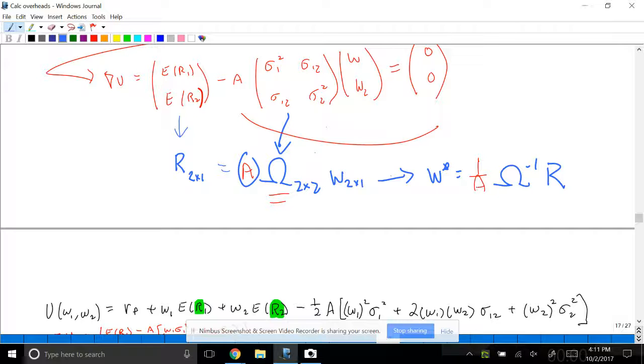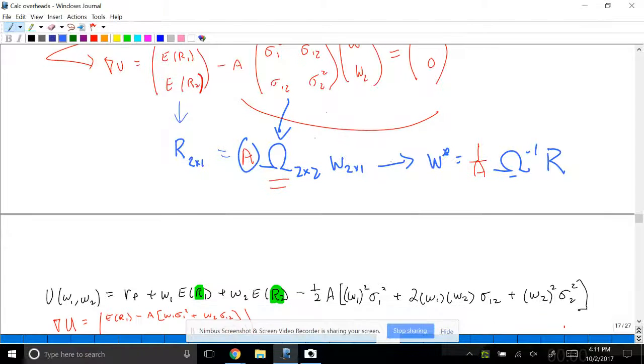The weight is inversely proportional to the risk aversion coefficient. And this is kind of like dividing through by the variance. And as the risk premium gets higher, we want to hold more weight in that.